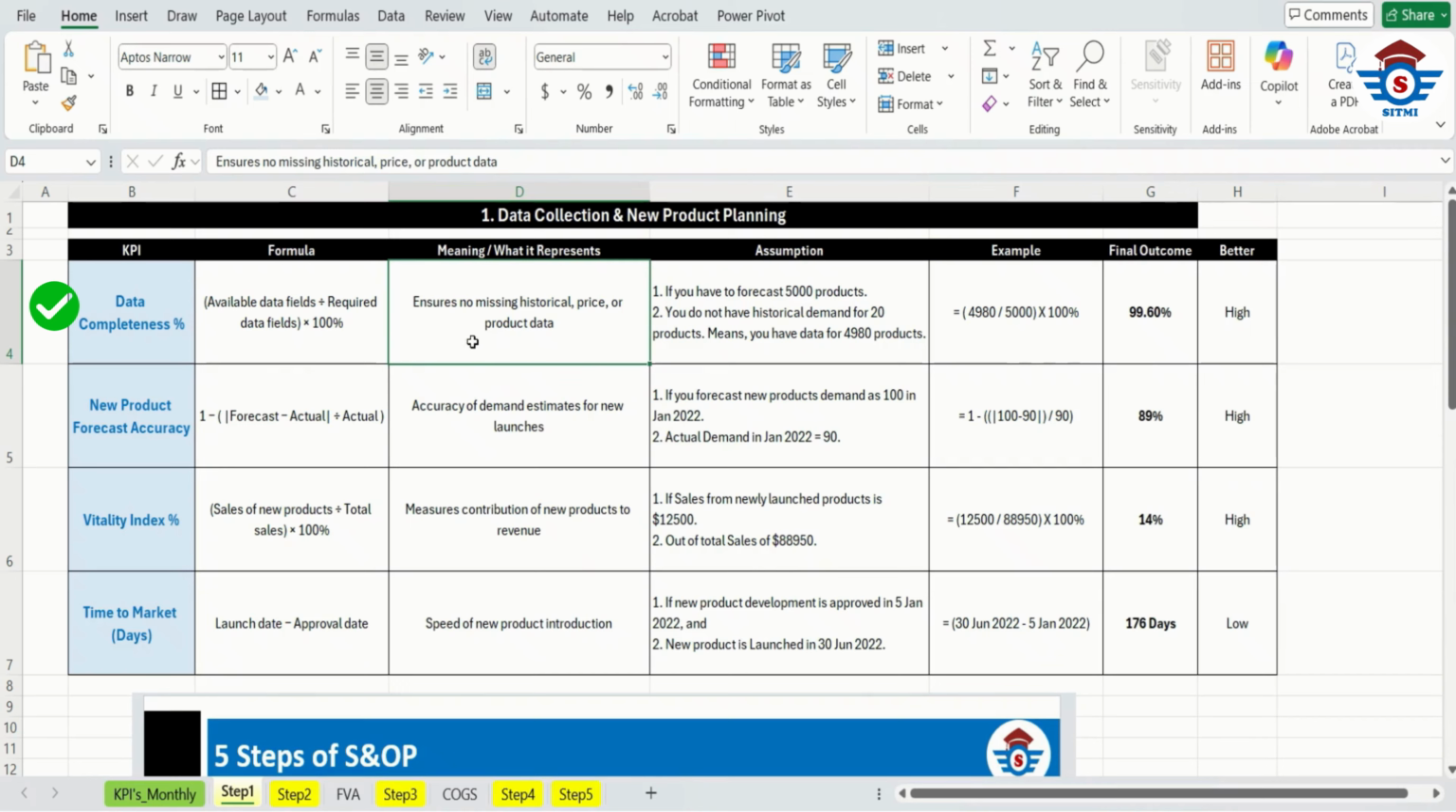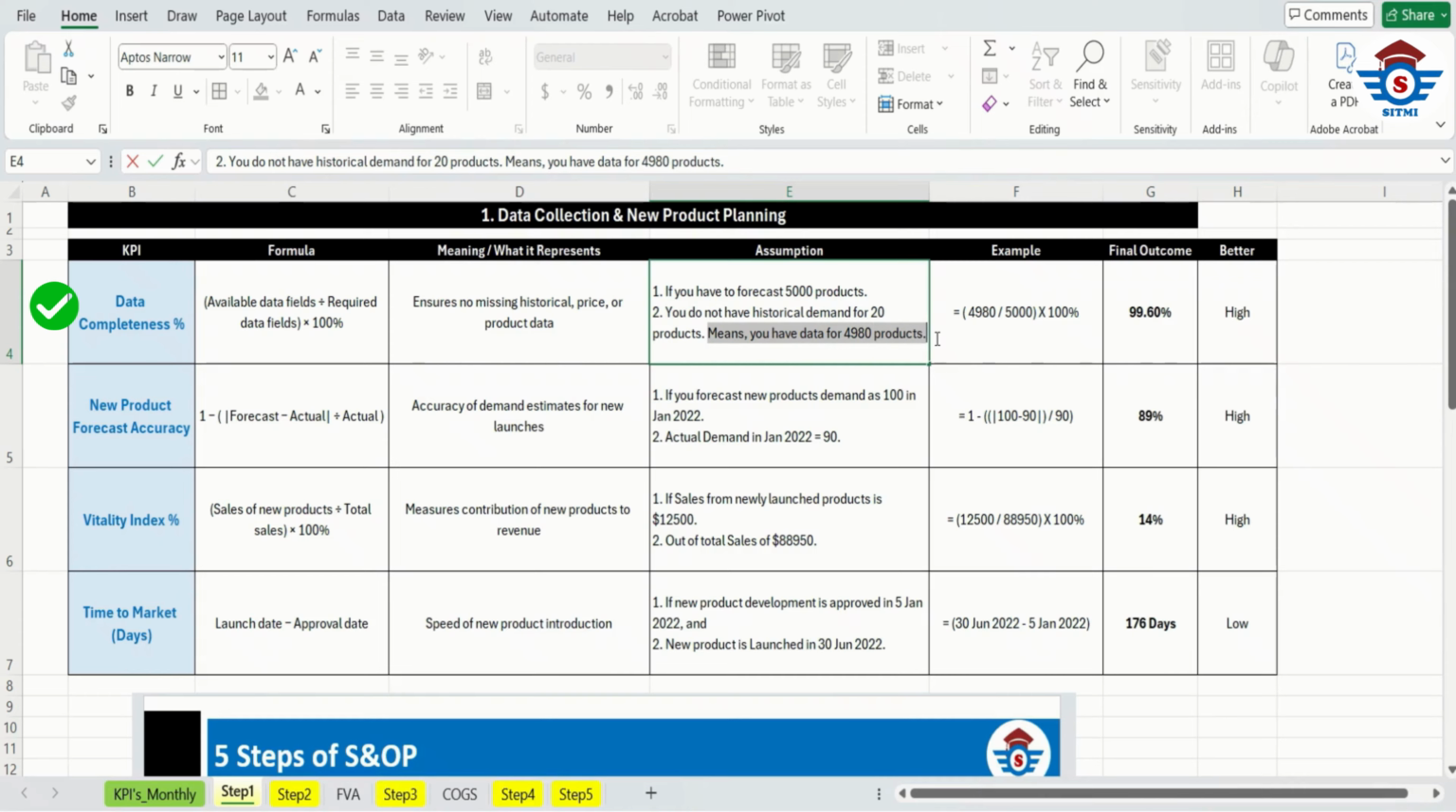It ensures that there is no missing historical data, like prices or product data, when we do the forecasting. Let's assume that you have to forecast for 5,000 products, and if you do not have historical demand for 20 products, that means you only have data for 4,980 products.